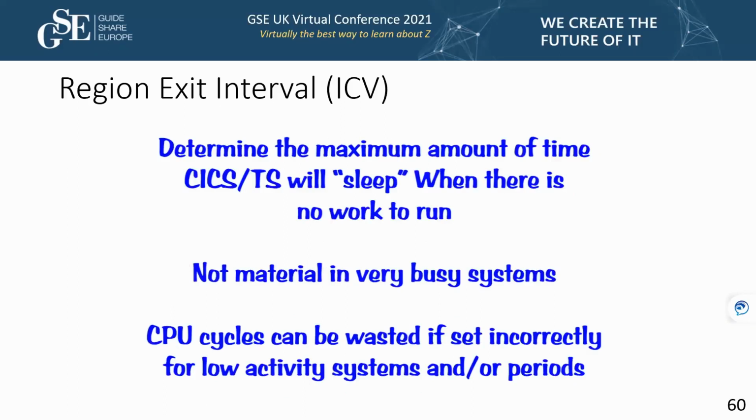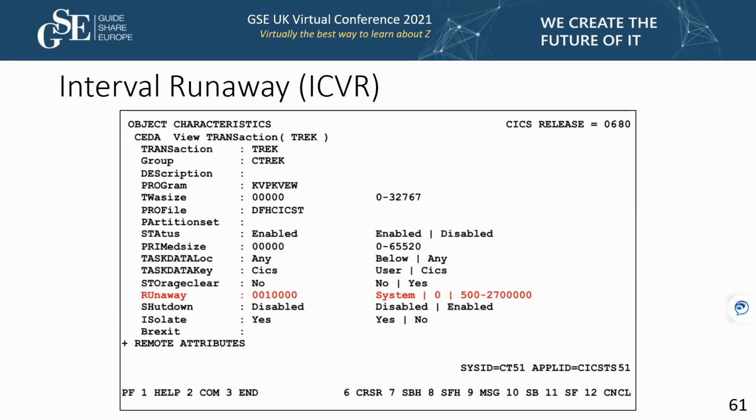Region exit interval, or ICV time, one of the most misunderstood parameters. ICV time, what does it actually do? It gives CICS the ability to sleep when it has no work to do. It's set in the SIT, right? And it can be looked at when you look at dispatcher statistics. And effectively, when you look at what IBM sets as the default, I think the default is 1,000. So CICS will not sleep for more than 1,000 milliseconds, which is 1 second at a time, by default, right?